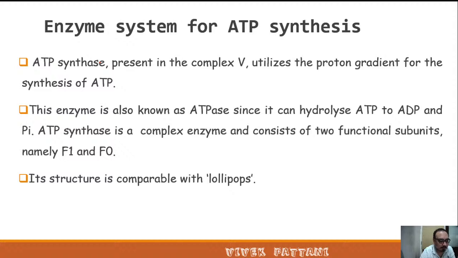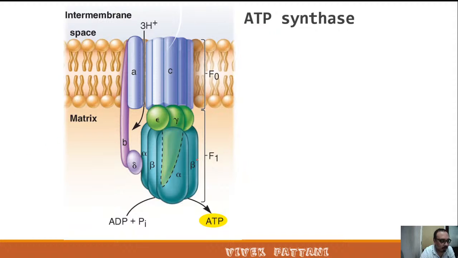Now the enzyme system for ATP synthesis. We have already discussed the various types of ATP synthase found in various organisms. Right now I am going to discuss how they actually work. They work in a rotary manner, and this is a rotary diagram of an ATP synthase. Here is the intermembrane space, and this part is the mitochondrial matrix. This part is F0 and this one is F1, and this whole thing functions in a rotary manner.